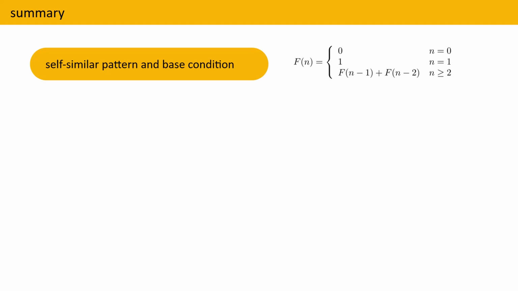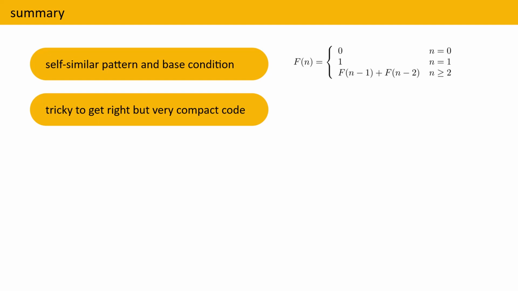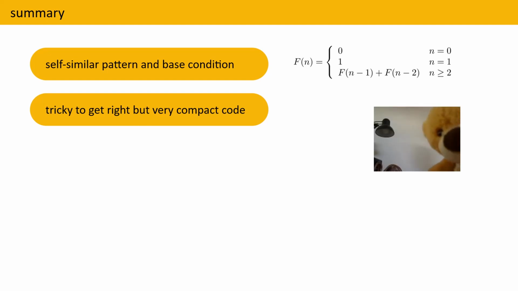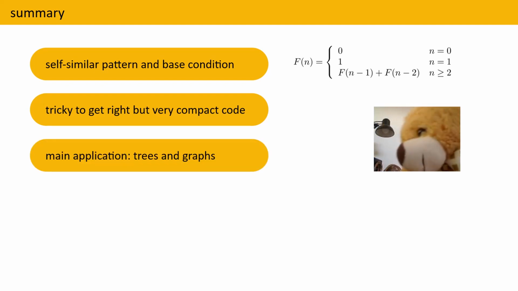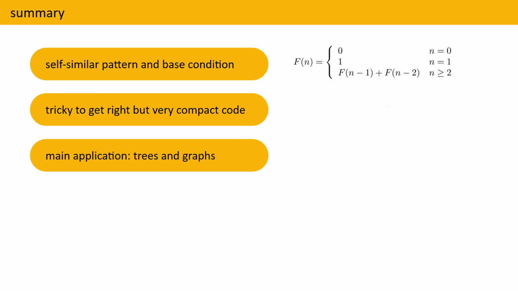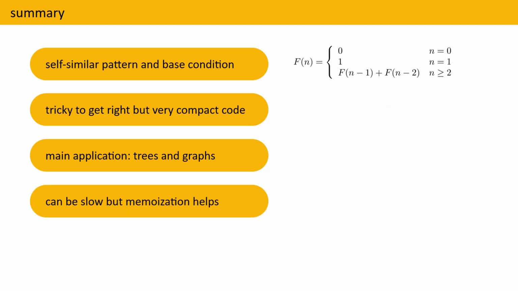Let us summarize. Recursion is characterized by a self-similar, self-replicating pattern, and typically needs a base or end condition to avoid infinite recursion. It is tricky to get right, but results in very compact and simple code for problems that are recursive in nature. The main applications are trees and graphs, such as phylogenetic trees, syntax structures, ontologies, and many more. Recursive solutions can be slow, but caching of results using memoization is often a simple way around this problem.